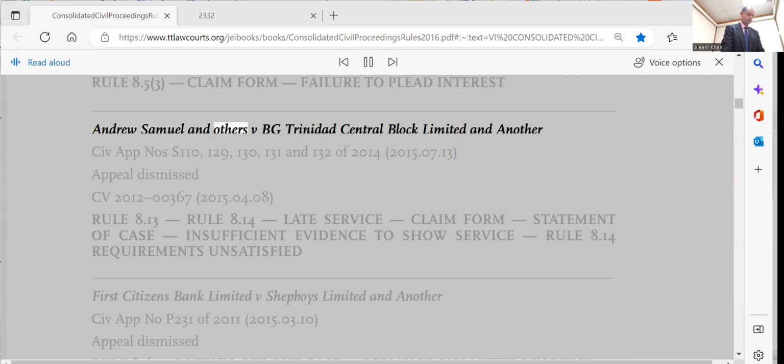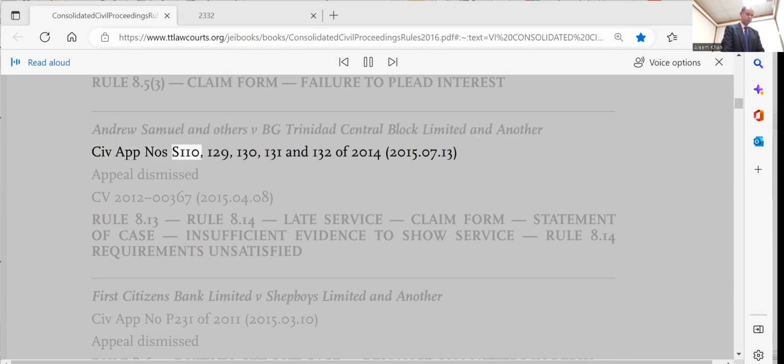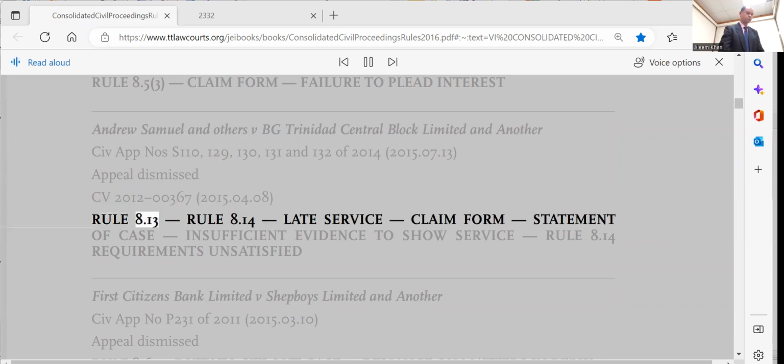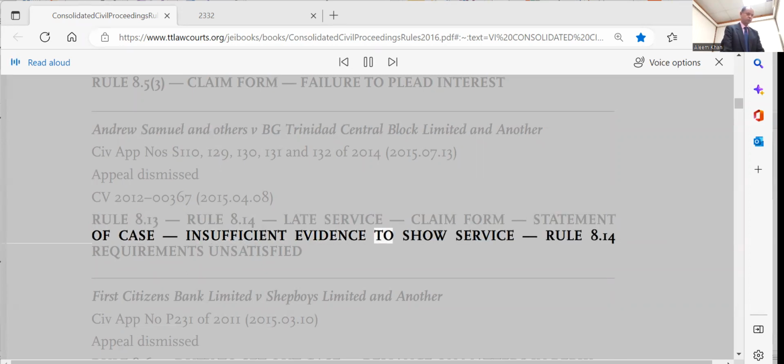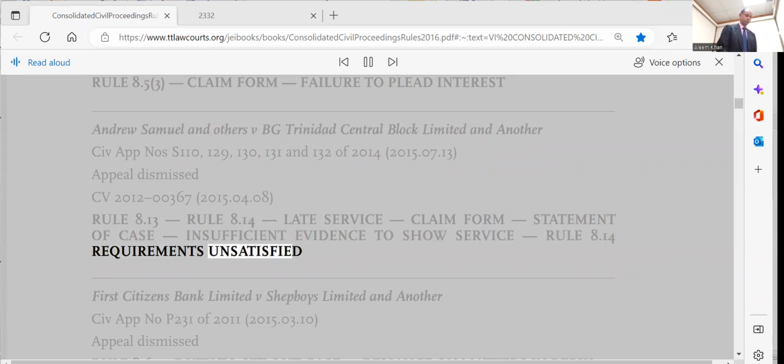Andrew Samuel and others v. BG Trinidad Central Block Limited and another. Civ App Nos. S. 110, 129, 130, 131 and 132 of 2014, July 13, 2015, appeal dismissed. CV 2012-00367, April 8, 2015, Rule 8.13, Rule 8.14. Late service, claim form, statement of case, insufficient evidence to show service, Rule 8.14 requirements unsatisfied.